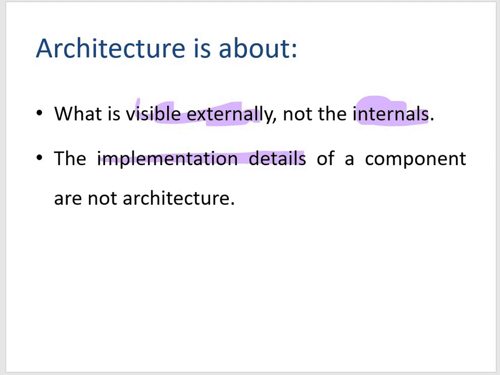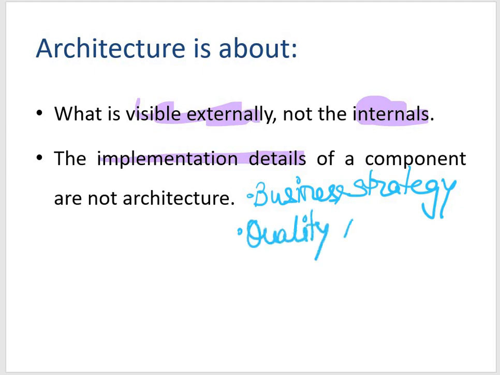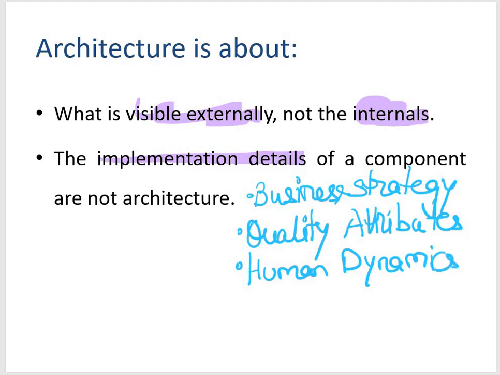So basically, the software architecture of a particular system will be describing its major components and their relationship and how they are going to interact with each other. Your software architecture and design include several contributory factors such as my business strategy, the quality attributes, the human dynamics, the design, and your IT environment.